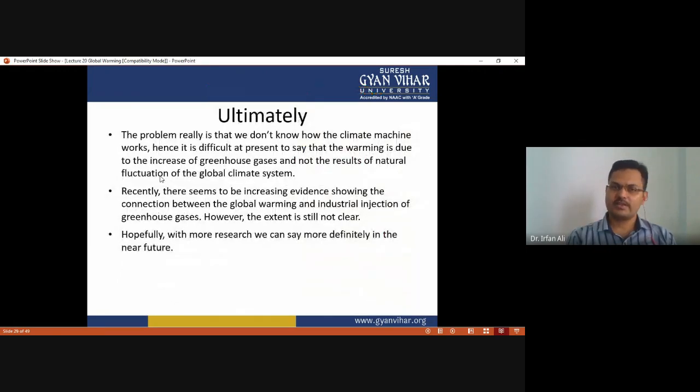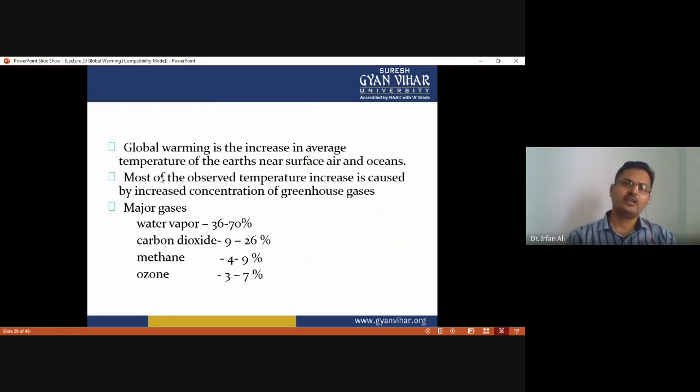So the problem really is that we don't know how the climate machine works. Hence, it is difficult at present to say that the warming is due to the increase of greenhouse gas only, and not the result of natural fluctuation of the global climate system. Recently there seems to be increasing evidence showing the connection between global warming and industrial injection of greenhouse gases. However, the extent is still not clear, and hopefully, with more research, we can say more definitely in the near future.